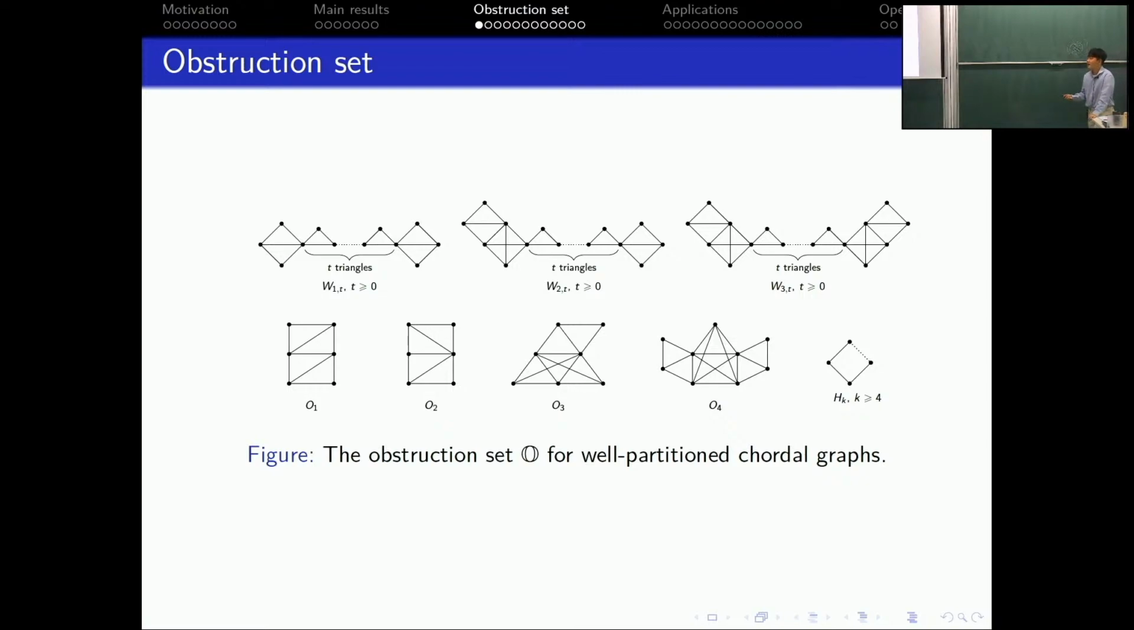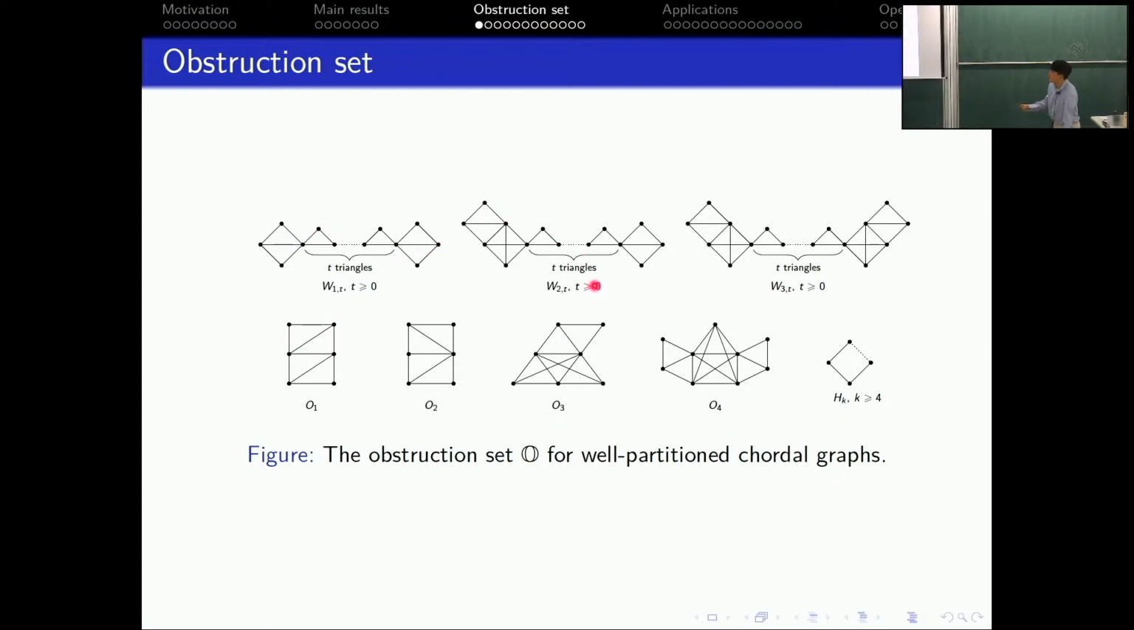I say that there are 8 types of forbidden induced subgraphs. So here are 4 small obstructions, O1, O2, O3, and O4. And we have a horse, and we have 3 infinite classes of obstructions. So here, the first one is something with 2 diamonds. I mean, a diamond is a K4 without an edge. And if we connect 2 diamonds with some triangle chain, then we call it W1T. And this is one type of the obstructions.